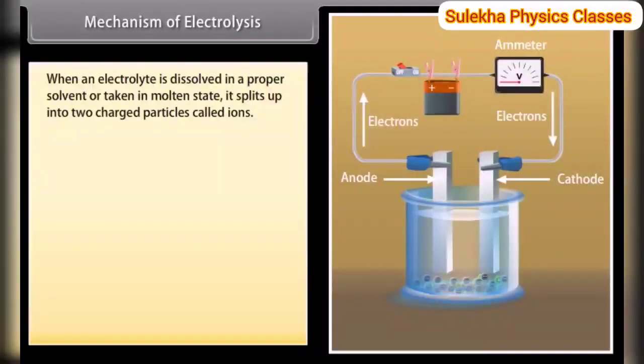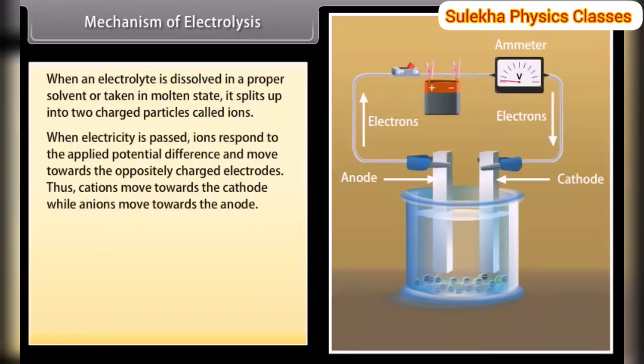Mechanism of electrolysis. When an electrolyte is dissolved in a proper solvent or taken in molten state, it splits up into two charged particles called ions. When electricity is passed, ions respond to the applied potential difference and move towards the oppositely charged electrodes. Thus, cations move towards the cathode while anions move towards the anode.